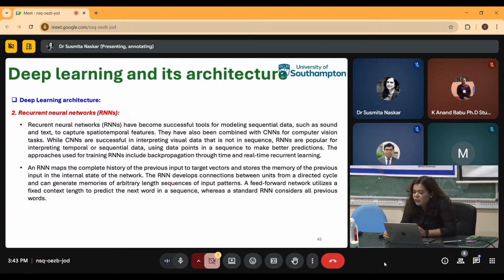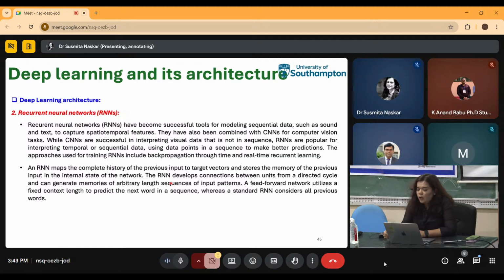Unlike the convolutional neural network, which is great at interpreting static or non-sequential data like images, RNN excels at capturing patterns over a period of time, for instance a series of words in a sentence or frames in a video. RNNs are also quite useful for spatio-temporal features, features that evolve over time or over space. RNN and CNN can also be combined together to solve very complex computer vision tasks such as action recognition in video.